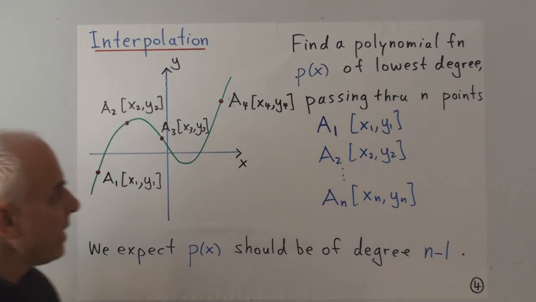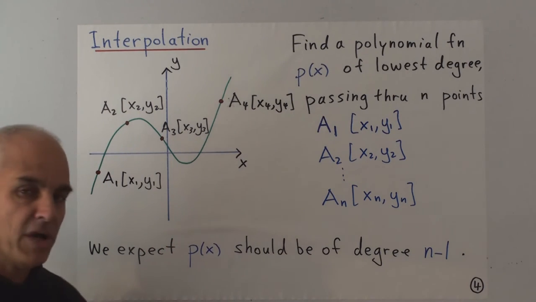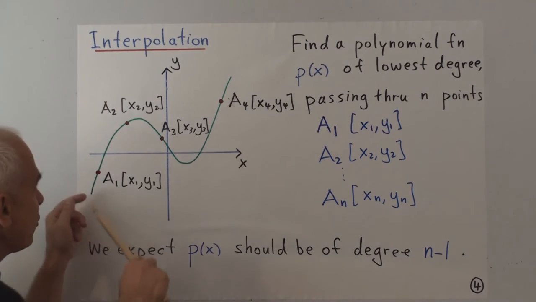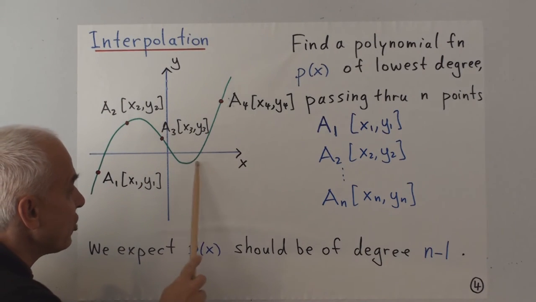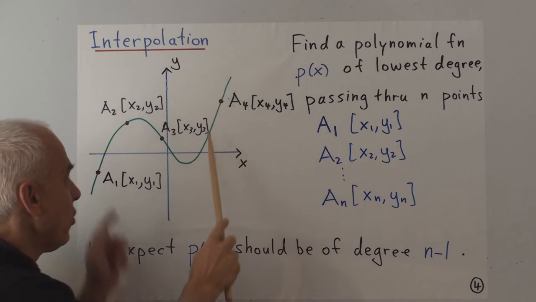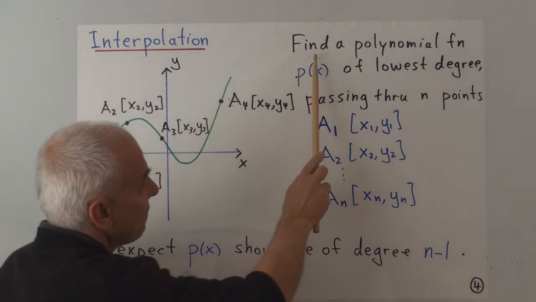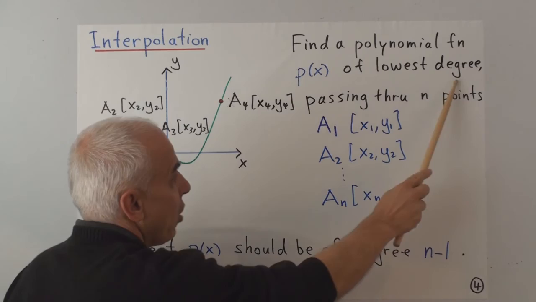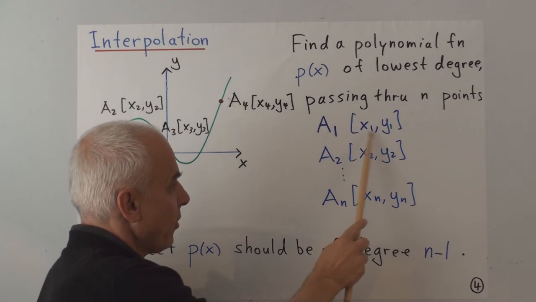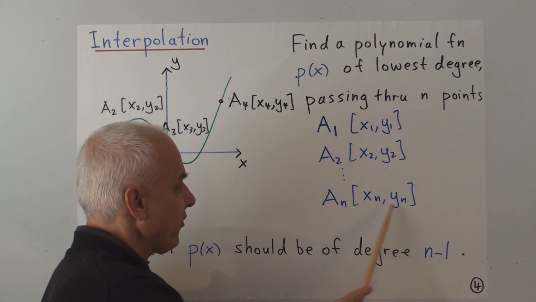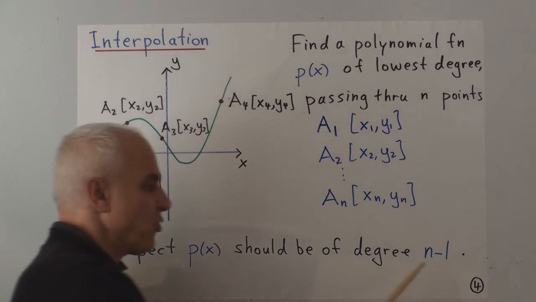What does that mean? It means that we have a certain number of points in the plane, say a1, a2, a3, a4. We know exactly what those points are. And we want to draw a smooth function that goes through them. Perhaps to calculate intermediate values of this unknown function whose particular data points we know. So, the basic problem is to find a polynomial function, p of x, of the lowest degree possible, that passes through n given points. a1, coordinates x1, y1, down to an with coordinates xn, yn. And we expect that the polynomial p of x should be of degree n minus 1.